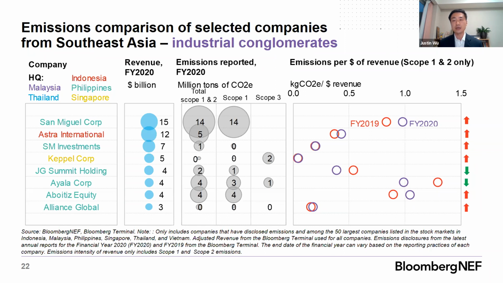And as you can see also on the right-hand side, the arrows, only a few of them are actually moving in the right direction in terms of being able to generate revenue with lower emissions. So that's very important, not just reducing emissions, but actually still being profitable and generating revenue while doing so. So that's an important indicator we should look at.